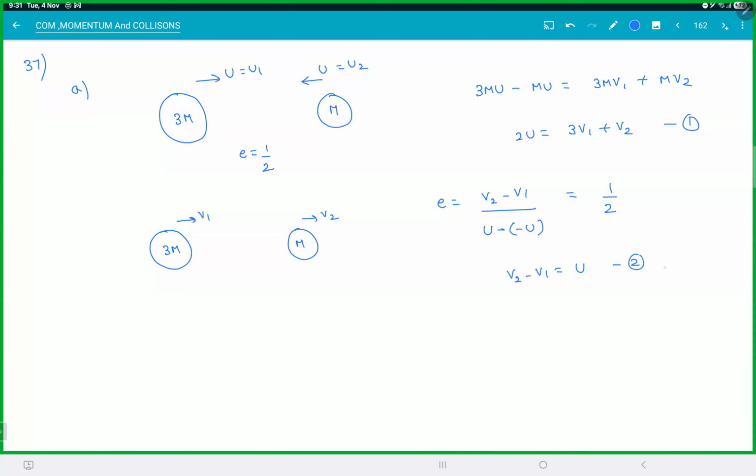So take this v2 and substitute here. 2u is 3v1, and v2 will be v1 plus u. 4v1 is equal to u, so v1 is equal to u by 4. And v2 will be 5u by 4. Make sense? Once you have the equations, it is just solving.